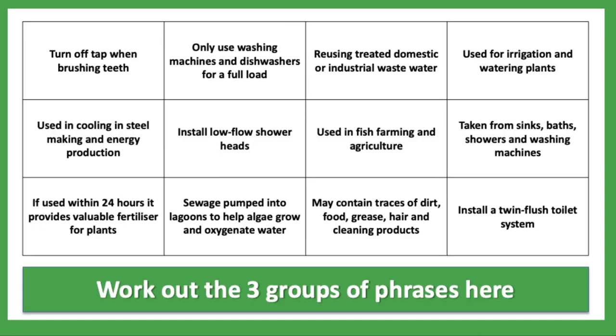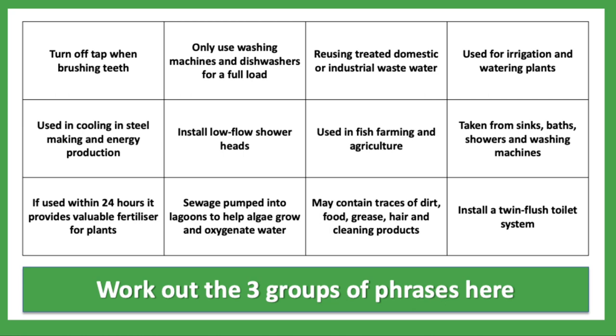Let's move on to a connection wall. So on the screen you have 12 phrases. These need grouping into three, and they are all to do with water and conservation. What we're going to do is get you to think about the three different groups of phrases here, but we're going to give you a little bit of a clue. I'm going to ask you firstly to find four phrases that are linked to recycled or reclaimed water.